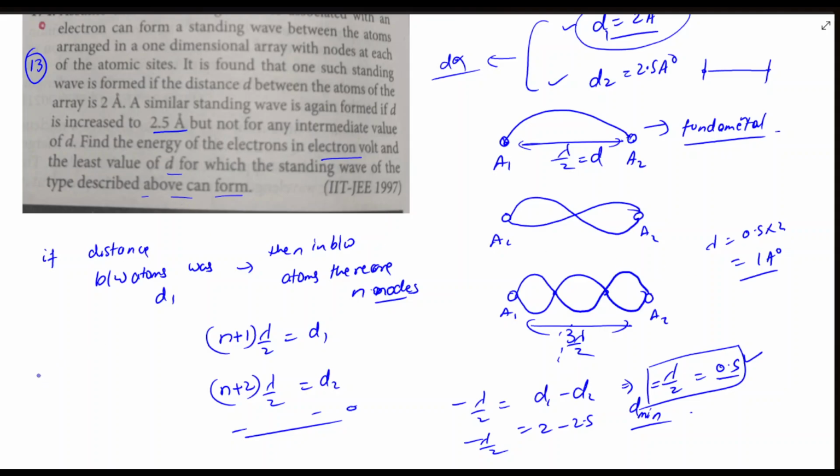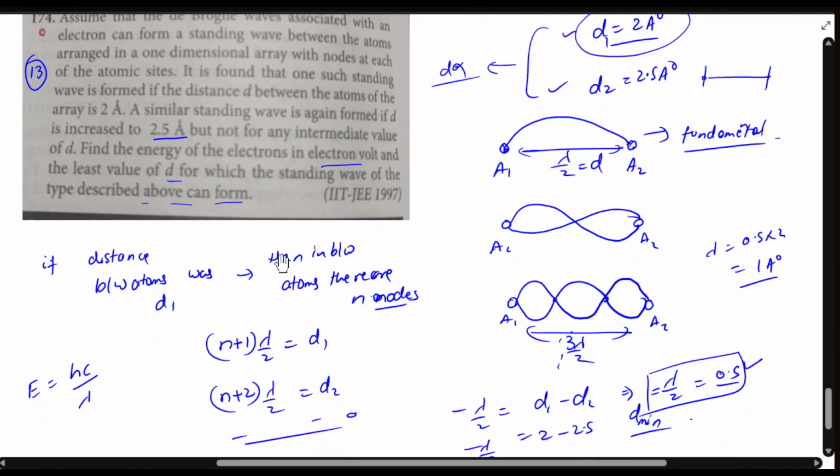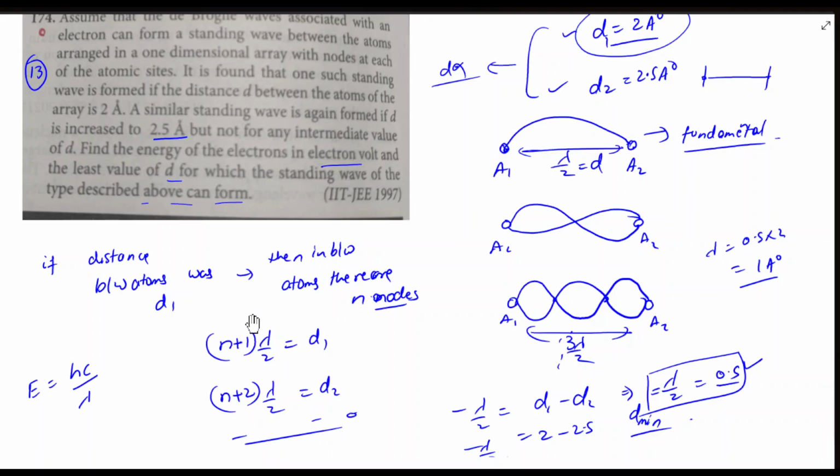So energy of electron will be hc by lambda, right? Now, if you put those values here, what will we get? So it will be 12400 upon 1 angstrom. So it will be in electron volts, right? So we will get 12400 electron volts. Yes, I think this is the answer.